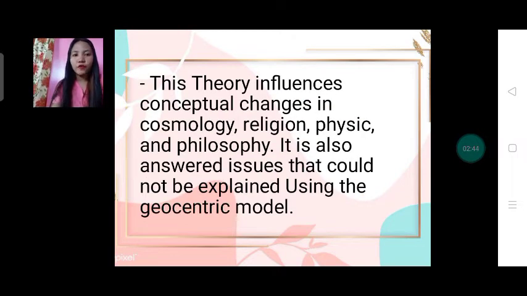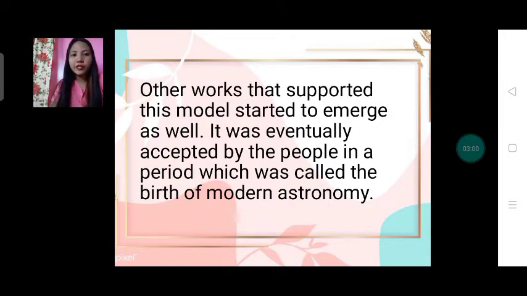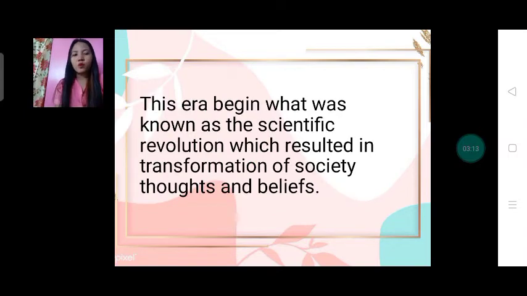This theory influenced conceptual changes in cosmology, religion, physics, and philosophy. It also answered issues that could not be explained using the geocentric model. Other works that supported this model started to emerge as well. It was eventually accepted by the people in a period which was called the birth of modern astronomy. This era began what was known as the scientific revolution, which resulted in the transformation of society, thoughts, and beliefs.